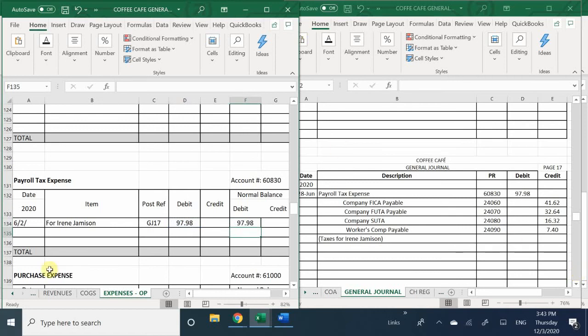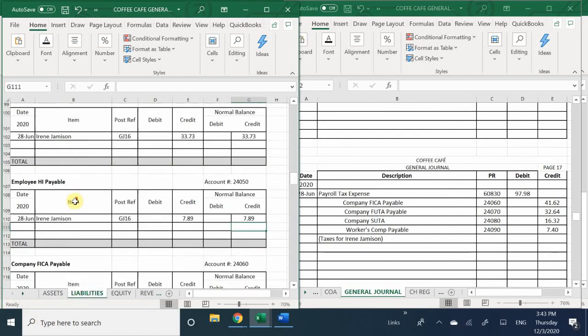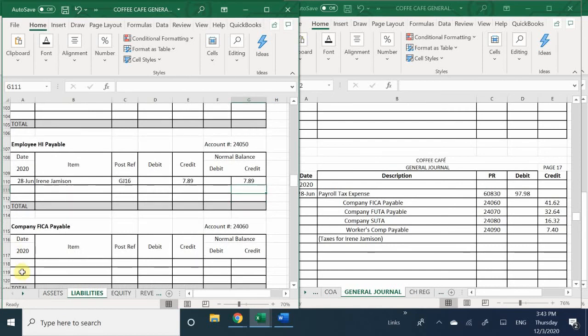Next, we're going to go to our company FICA payable under our liabilities. So that should be in order from where you guys left off. Oh, sweet. 28, Irene Jameson. Journal 17. And then this is going to be on the credit side, and the amount is going to be the $41.62.